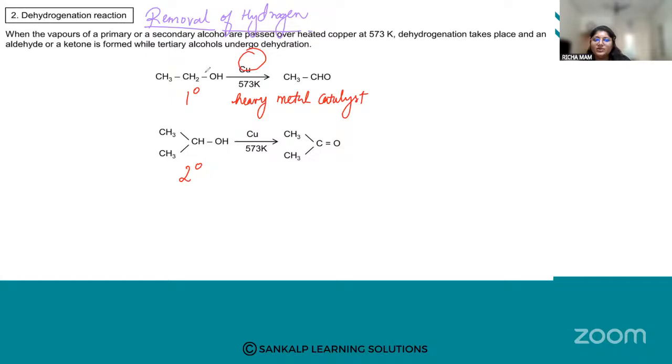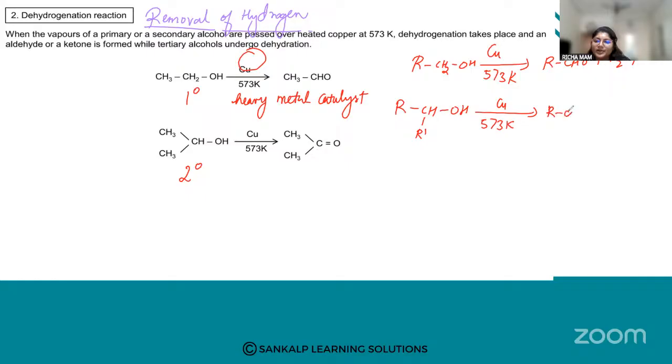So this is the reaction. Primary alcohol, which I represent as RCH2OH, in the presence of copper at 573 Kelvin gives an aldehyde plus hydrogen gas liberated. When I have a secondary alcohol with copper at 573 Kelvin, I get a ketone plus hydrogen gas liberated. So these are the examples.